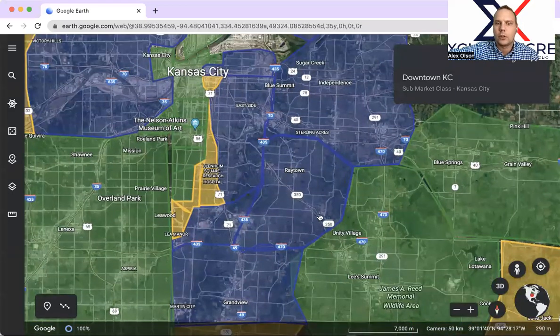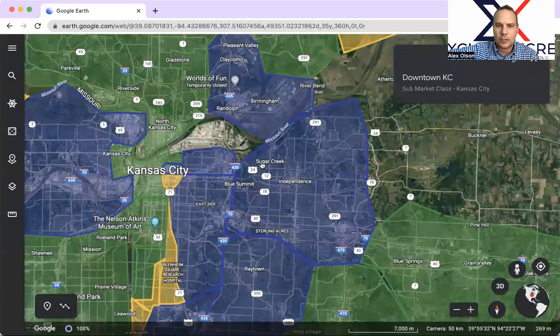Raytown, which we've sold quite a bit in the past, is a very strong C market, just outside of the C markets of the urban core. Then we have Independence, which is a large city in the metro.